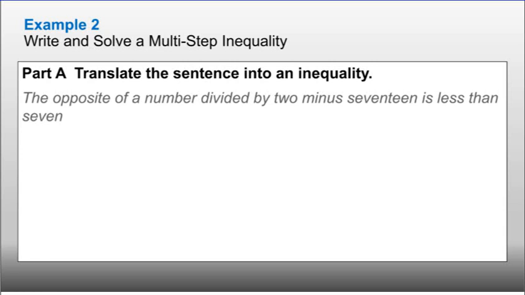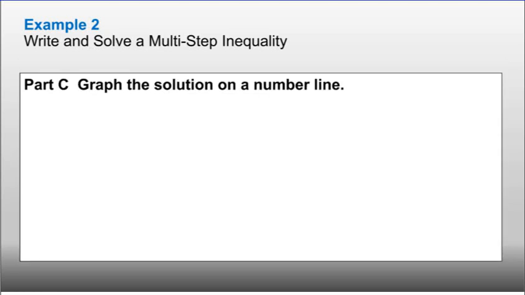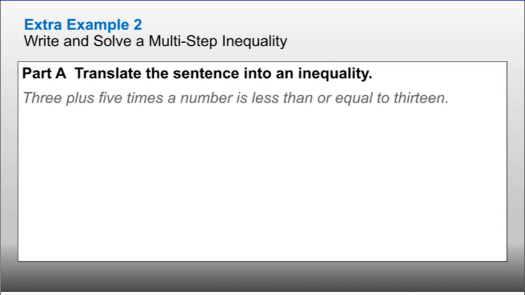Next, translate the sentence into an inequality. The opposite of a number, actually that one we just did. We solved that one, so we graphed it. So let's go to our second example. Translate this one into an inequality. So 3 plus 5 times a number is less than or equal to 13. So I just wrote it exactly the way they stated it.